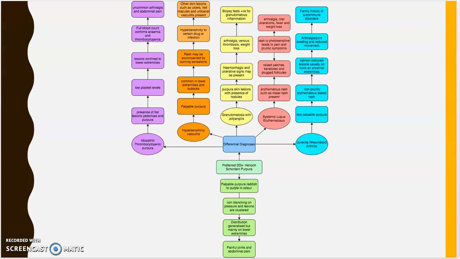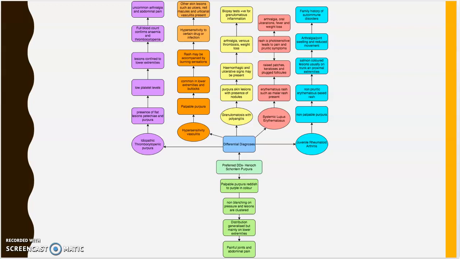For hypersensitivity vasculitis, you have to have some kind of hypersensitivity to a certain drug or an infection. But the clinical presentation is also very similar, with palpable purpura at the lower limbs. For granulomatosis with polyangiitis, there are also purpuric skin lesions, but there are also other signs such as hemorrhagic and ulcerative lesions. And if you do a biopsy, you can find granulomatous inflammation. You can test positive for it.